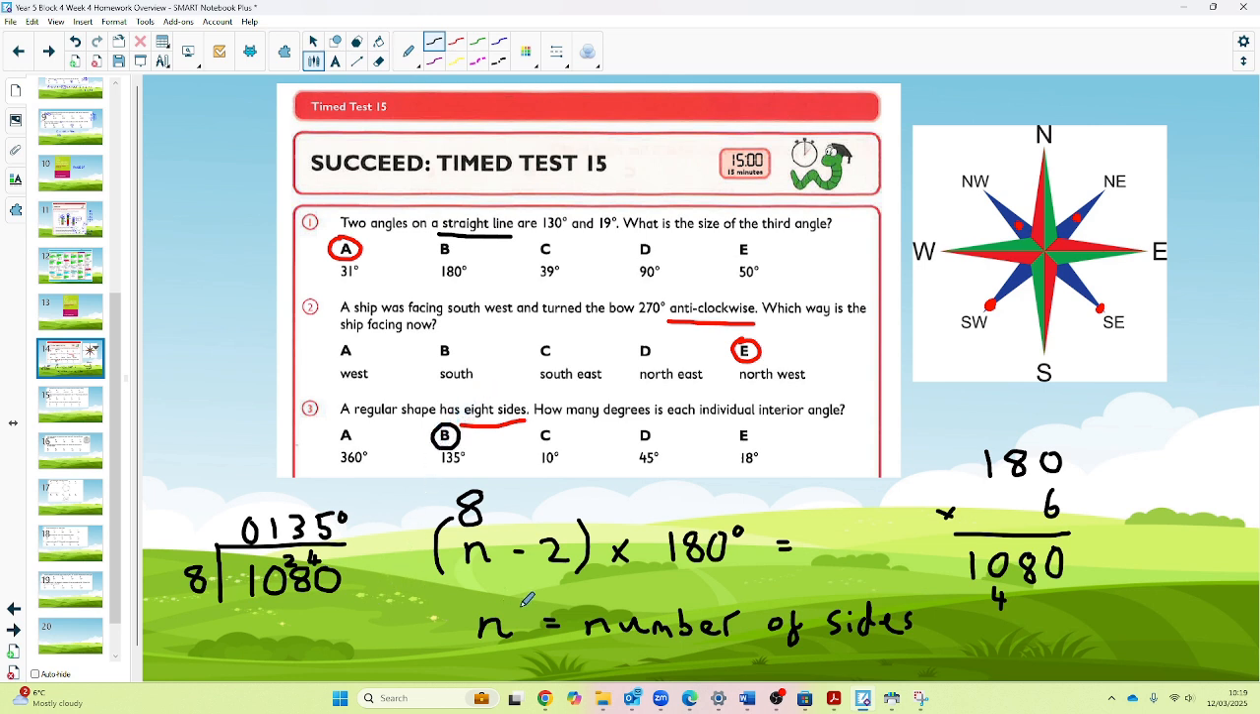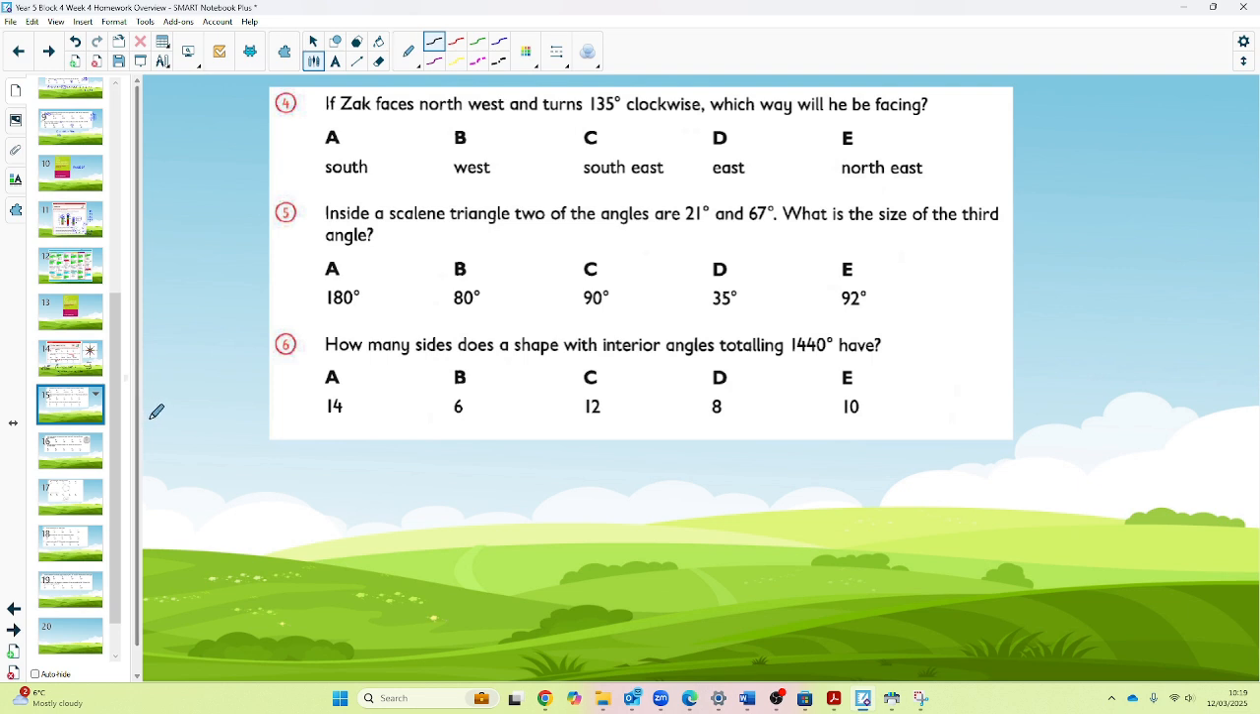So that's a really, really useful formula, and I'm sure as we go through the questions, we will come back to that as well. Let's move on to number 4. If Zach faces northwest and turns 135 degrees clockwise, which way will he be facing?